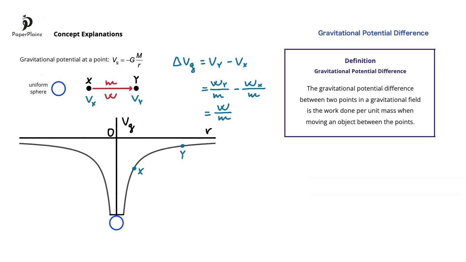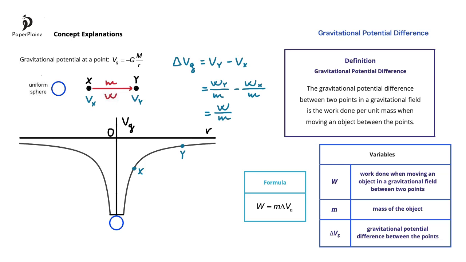Here is the related formula that is provided in your data booklet, along with the variables. With this, we have completed our video about gravitational potential difference.